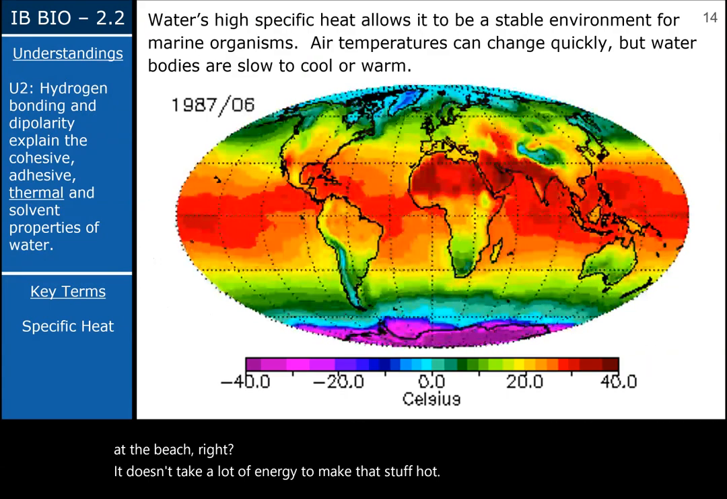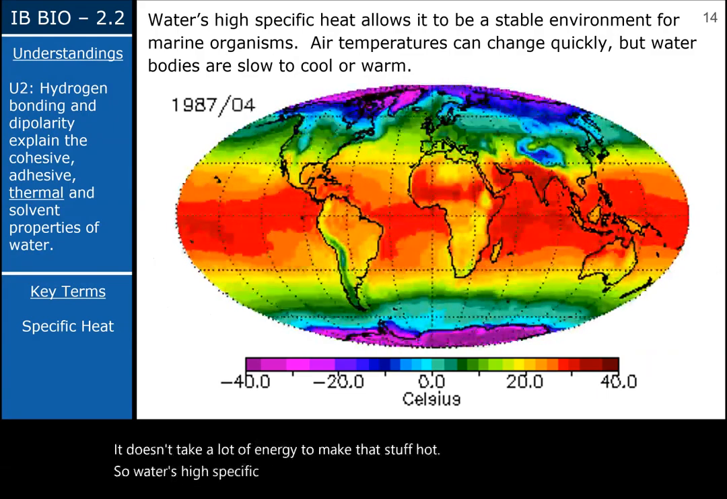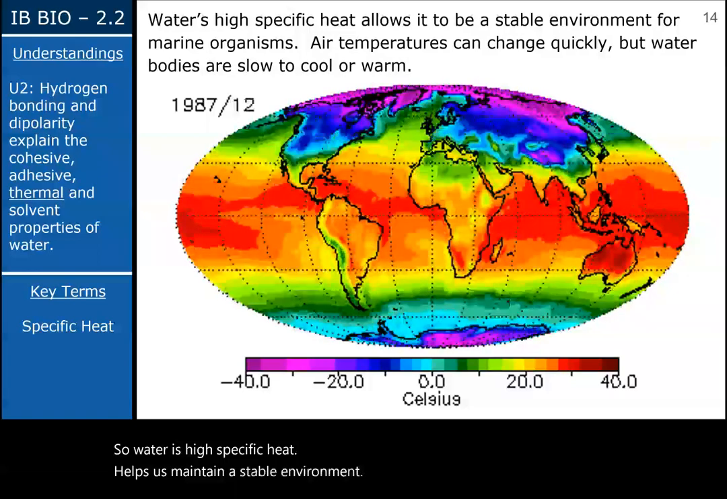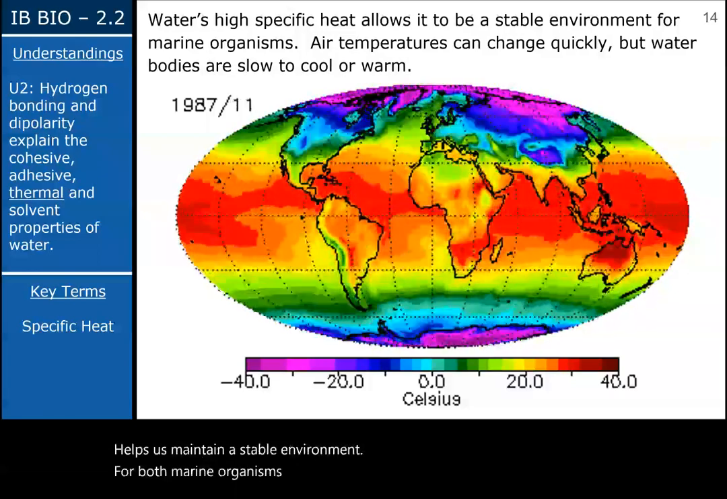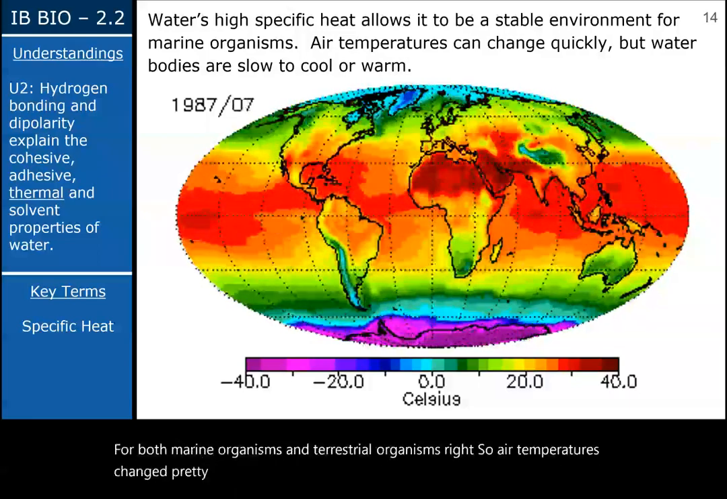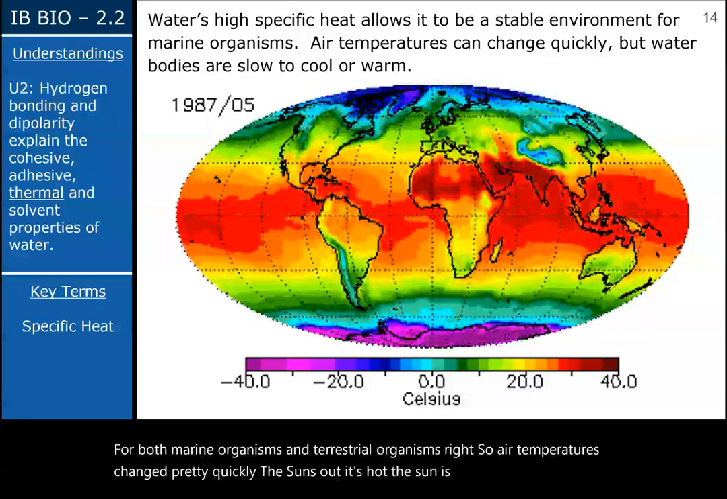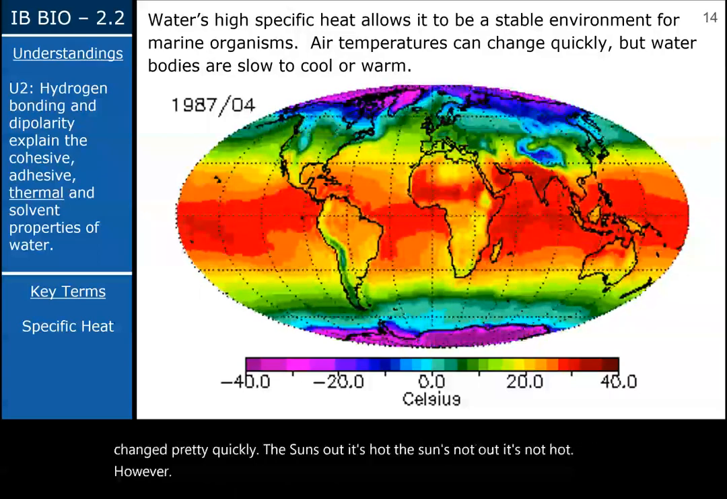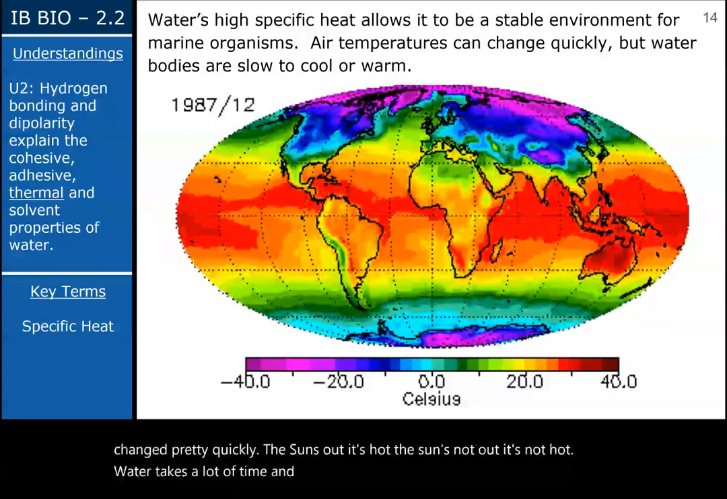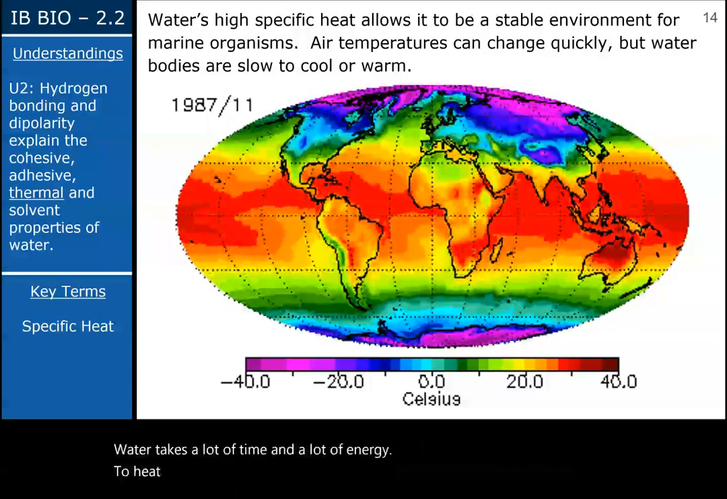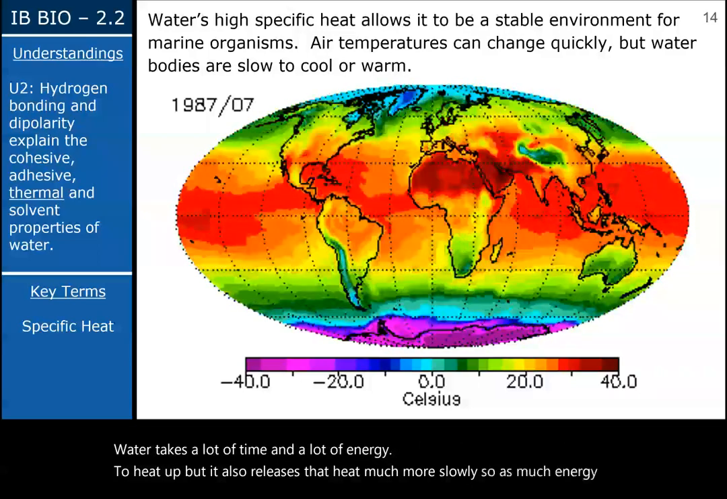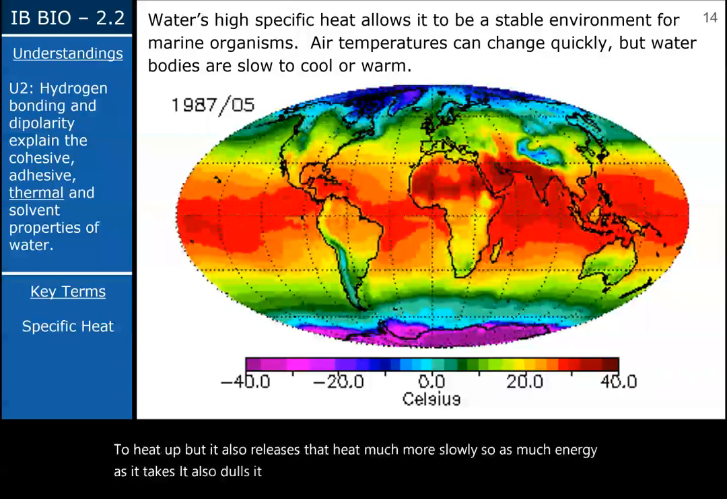So, water's high specific heat helps us maintain a stable environment for both marine organisms and terrestrial organisms, right? So, air temperatures change pretty quickly. The sun's out, it's hot. The sun's not out, it's not hot. However, water takes a lot of time and a lot of energy to heat up, but it also releases that heat much more slowly. So, as much energy as it takes, it also doles it out much more slowly.